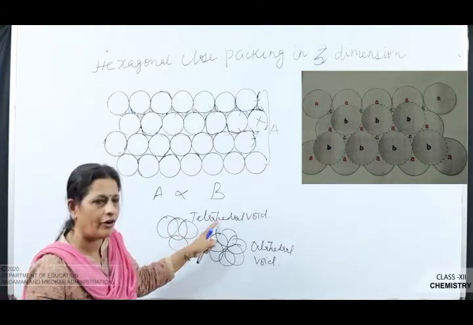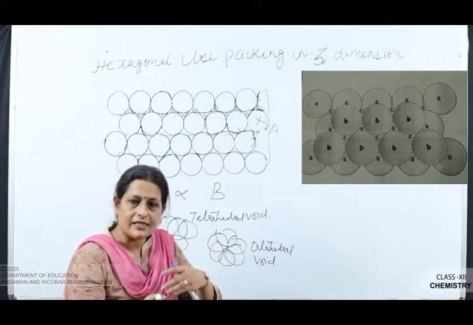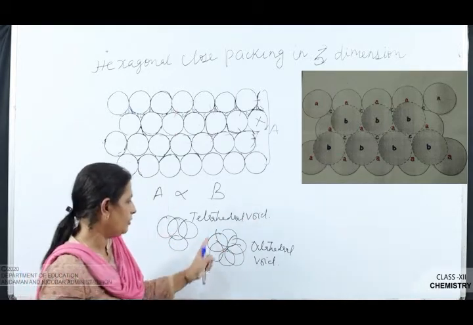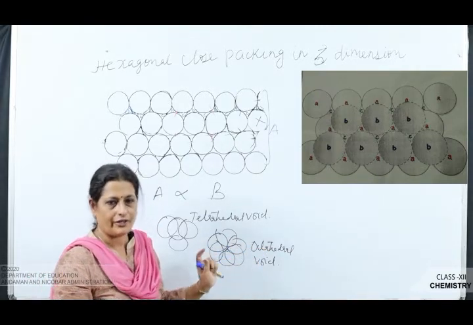So what type of void is it? Tetrahedral void. And then 3 spheres at the bottom and 3 at the top. So 6 spheres are touching. So what are you getting? Octahedral void. Is it clear?